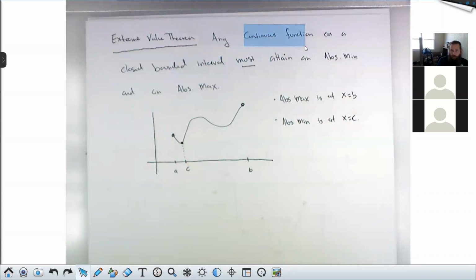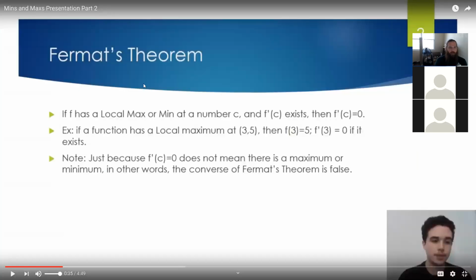If your function is not continuous, or the interval you're looking on is not closed or is not bounded, then this falls apart. So this gives a sufficient criterion to guarantee the existence of an absolute min and an absolute max. So if I give you any continuous function on a closed bounded interval and say, find the absolute max, find the absolute min, you know that one exists and you have to be able to find it. What Kevin's about to go on to explain is how to find it. And Fermat's theorem is a big part of that. So I'll rewind just a couple seconds.